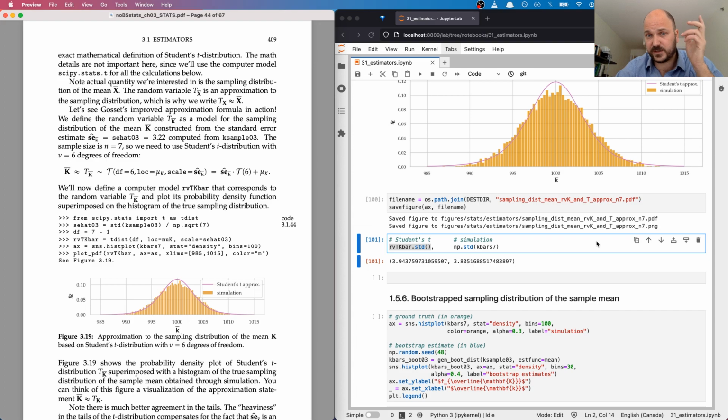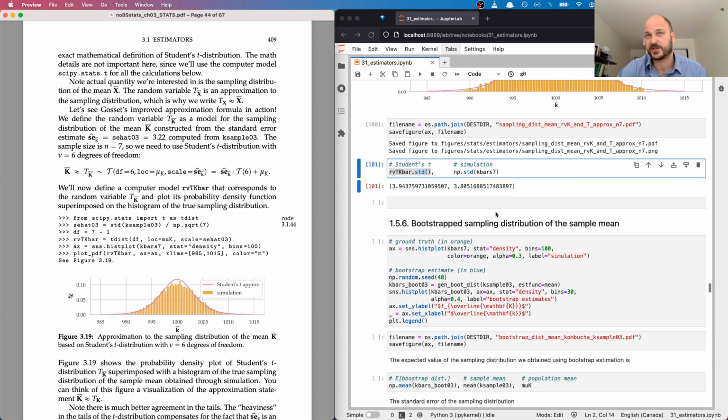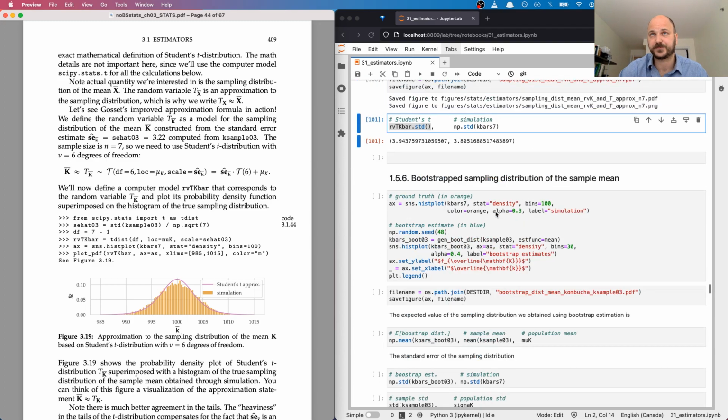Little anecdote: the man's name is Gosset, but he published it anonymously. He didn't want to use his real name, so he wrote the paper under the pseudonym Student. So that's why it's called Student's t-distribution. It really should be called Gosset's t-distribution, but when you publish anonymously, you don't get your name attached.